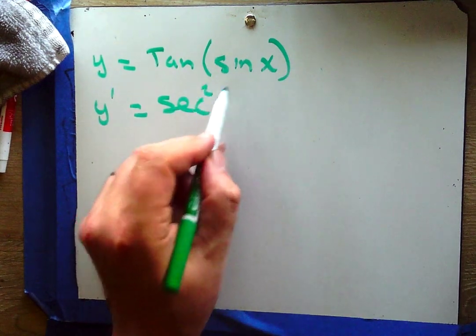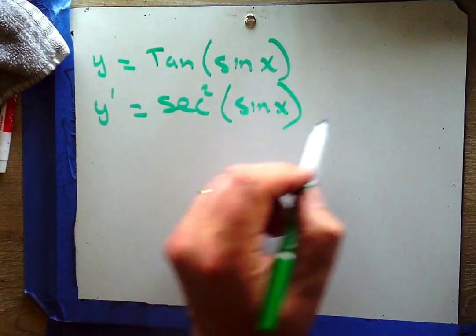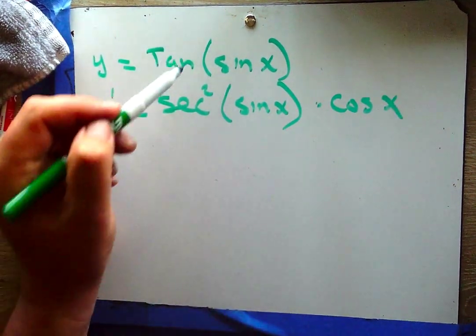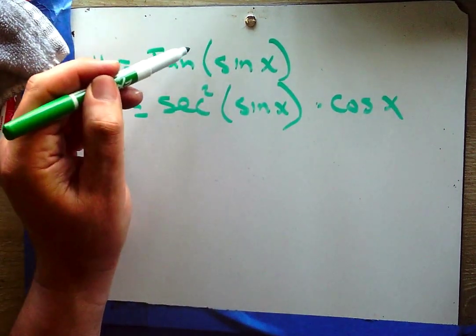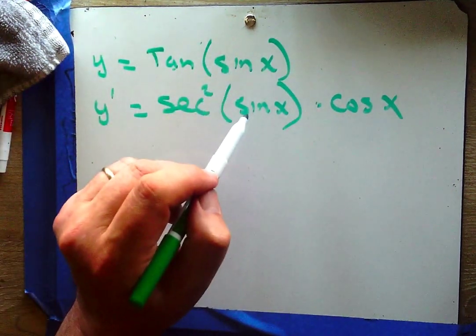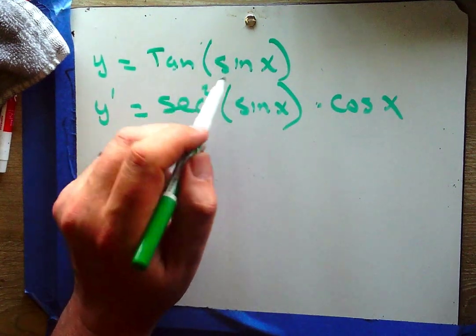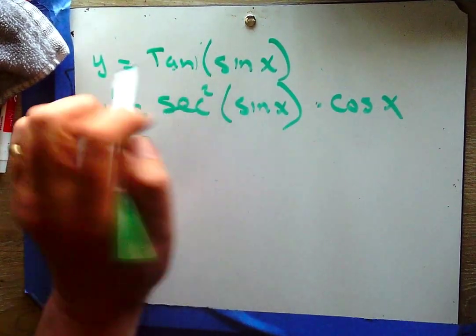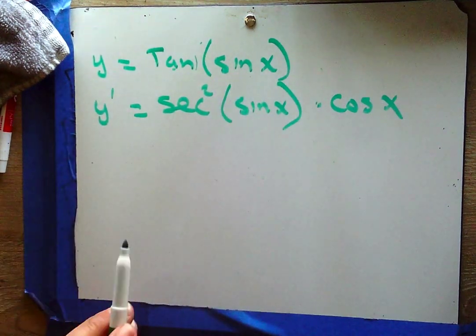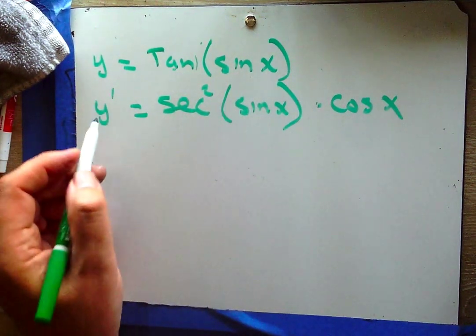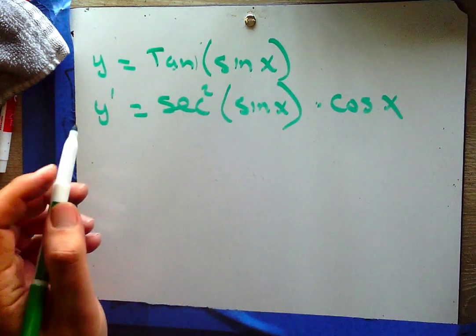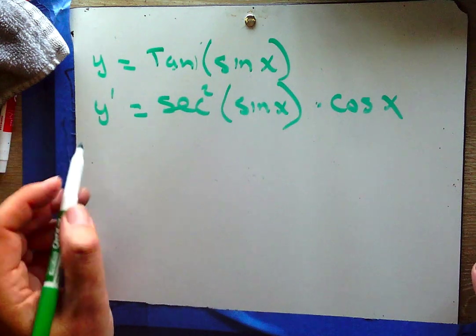Derivative of tangent is secant squared, leave the inside alone, times the derivative of the inside function. This is not a product rule. It doesn't say tan x times sine x. It's tangent of sine, right? It's not multiplication, it's composition. Tangent had a big lunch. Tangent ate sine x. So this is my chain rule problem. Chain rule is used whenever we have a composition of functions, one function inside of another one.